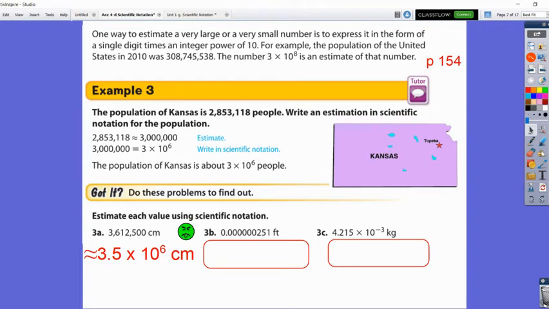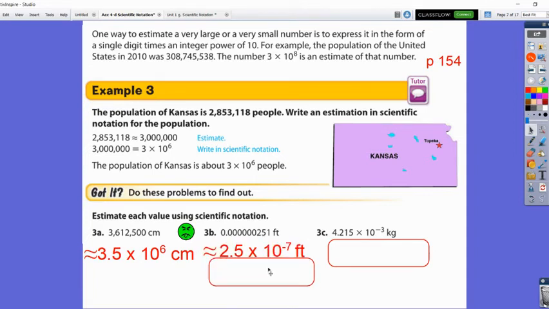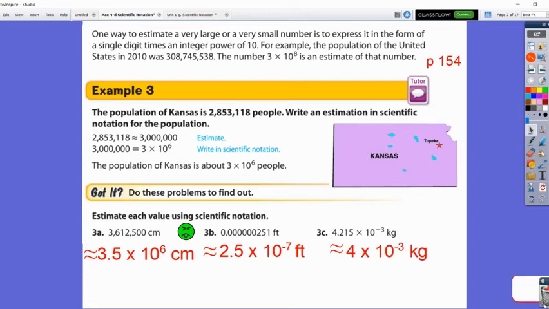That's a pretty big number. This one, again, has 251 at the end, so my decimal goes all the way here to 2.51. I'm not going to round that up to 3. I'm going to round that to 2.5. That's a good estimate, and it's a nice round number. There's nothing wrong with this math when you're doing an estimate to round to the nearest half. The last one is already in scientific notation, but you can round 4.215 to about 4 times 10 to the negative third kilograms.